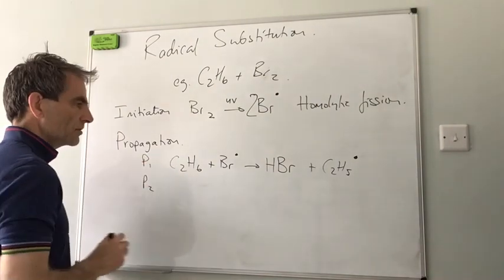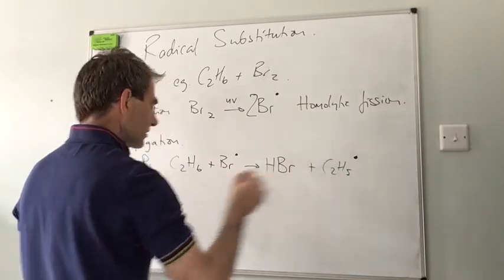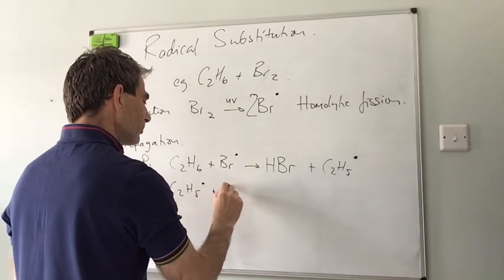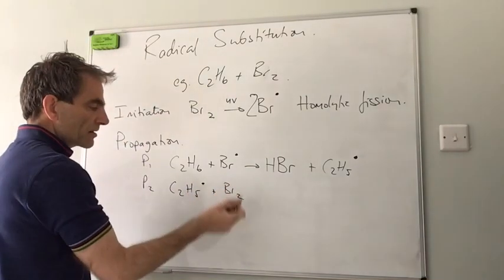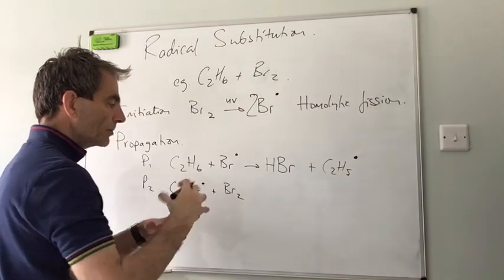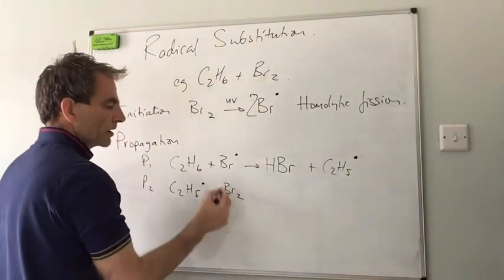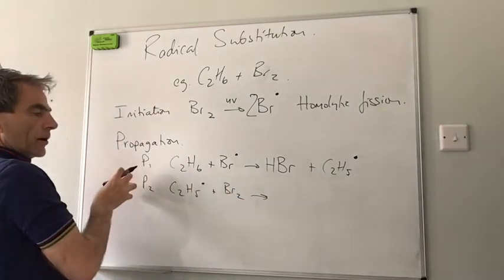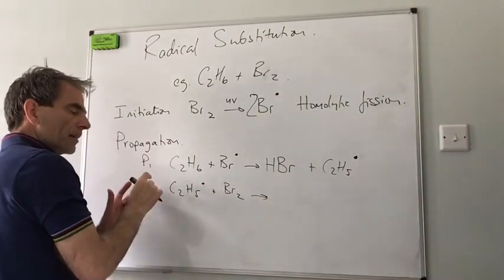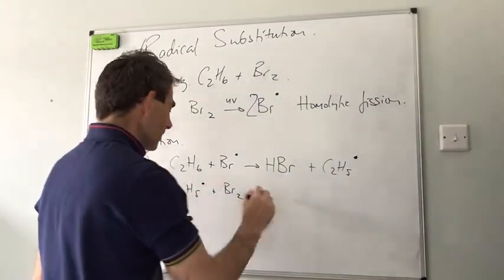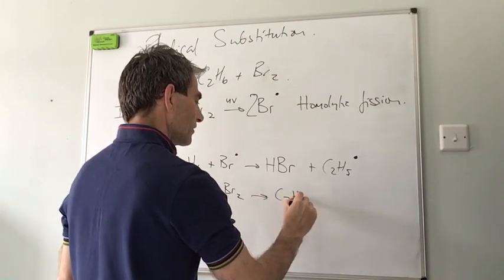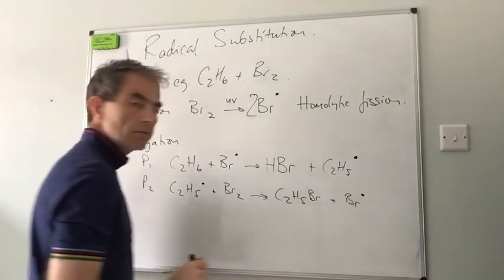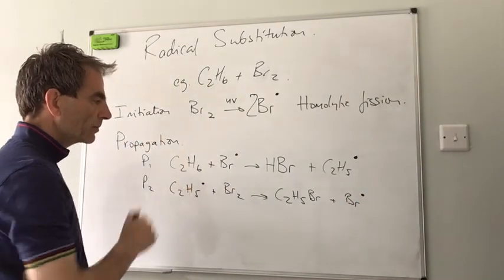So the second propagation step, we're going to take this newly formed radical and we're going to react it with some bromine that hasn't been broken or could have reformed. You'll see how that's possible at the end. So what that's going to do is that needs to pair that electron up, so it does that by pulling one of the bromines away and obviously gets the electron to go with it. So that's going to create C2H5Br and a bromine radical. So that's your pair of propagation steps.